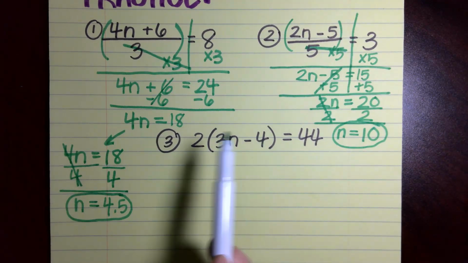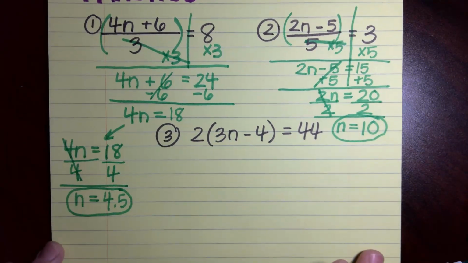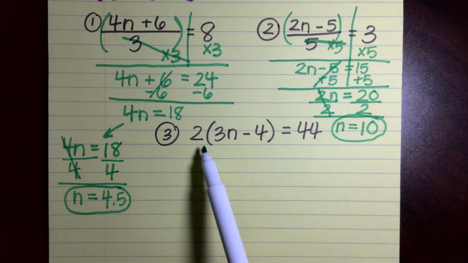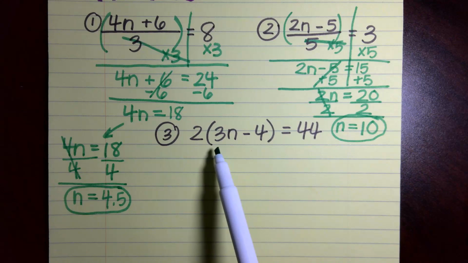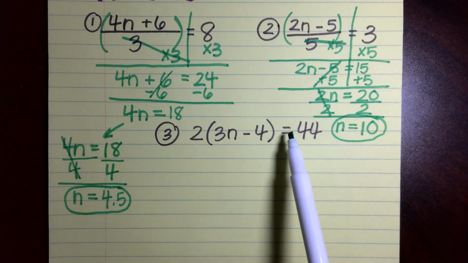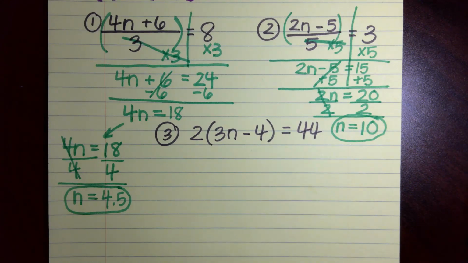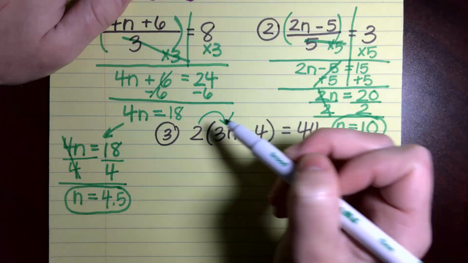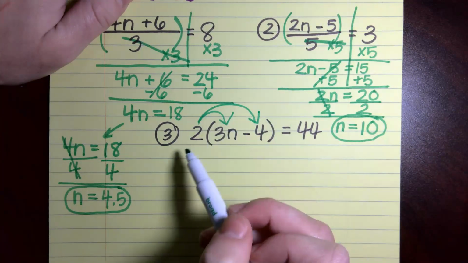Okay, we went back to one of these distribution problems. Just wanted to make sure you remembered. So I have the equation 2 times the entire quantity, 3n minus 4 equals 44. What do I do first? You're going to multiply the 2 by the 3n and the 4. Yes, so we want to distribute first.